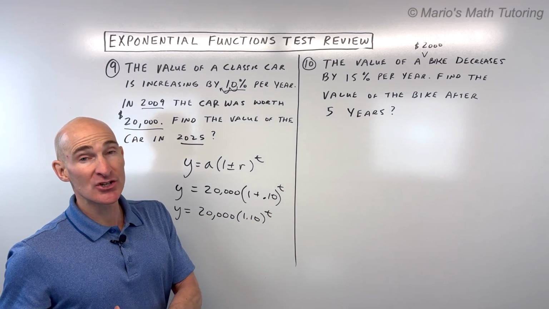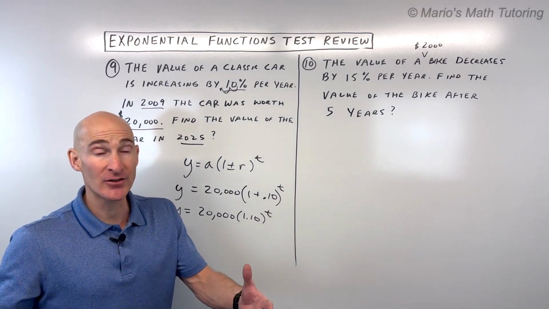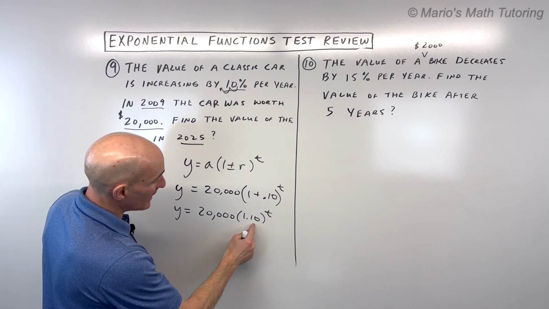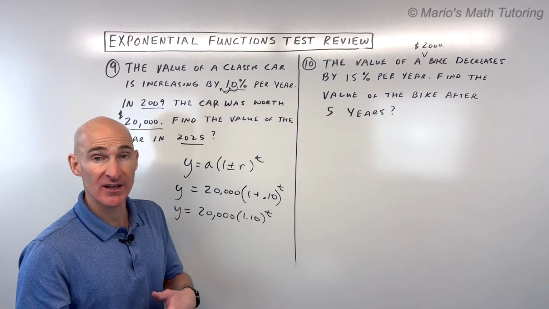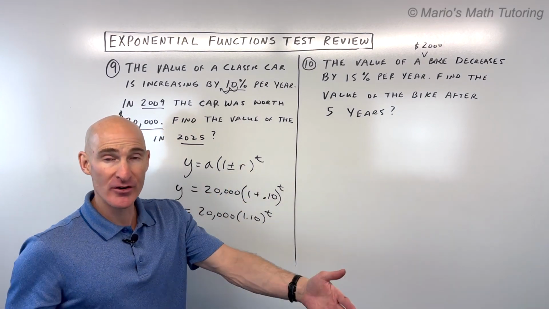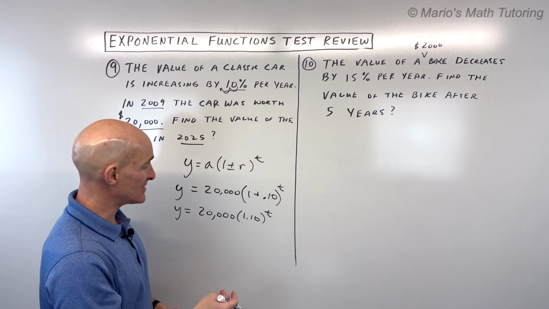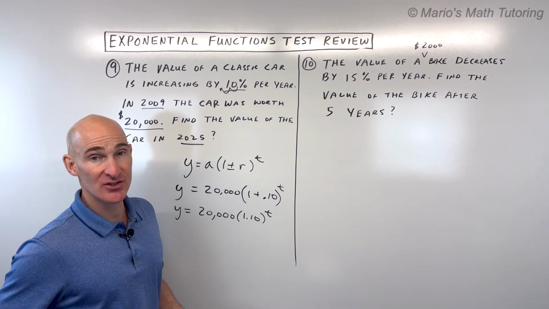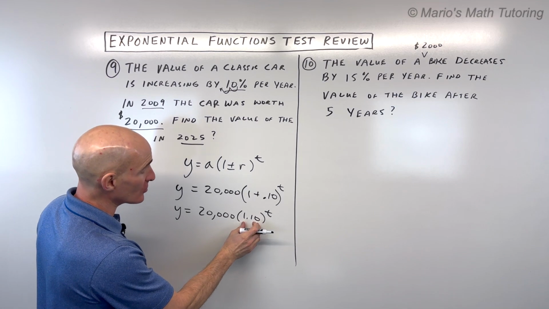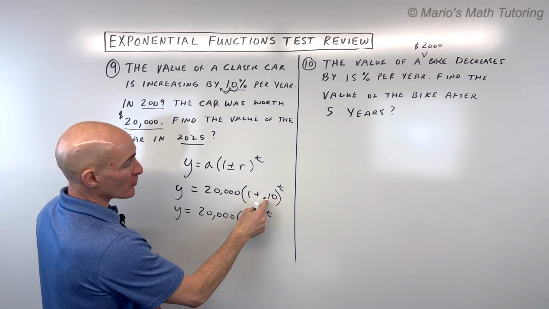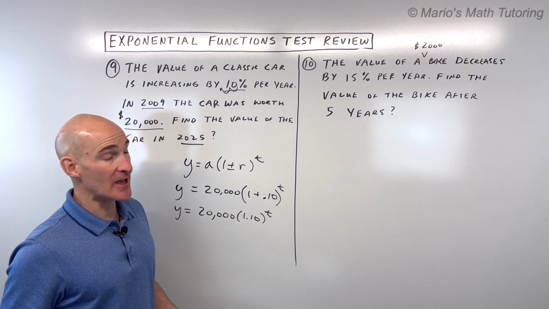Sometimes they'll ask you additional questions like, what's the growth factor? The growth factor is this whole quantity in parentheses, 1.10. It's like you're multiplying by 110% each year. It's the original amount, 100%, plus an additional 10%. That's the growth factor. But the growth rate, or the percent rate of growth, would just be the 10%.